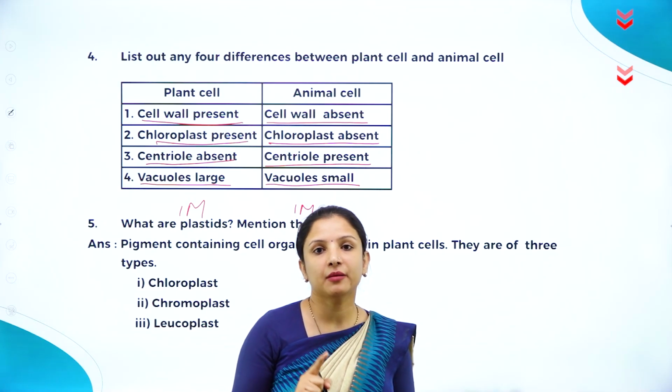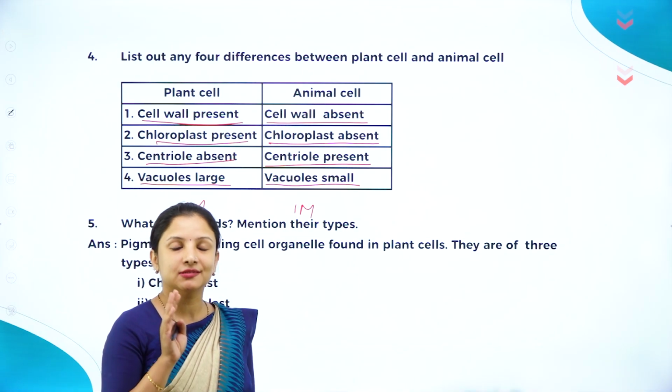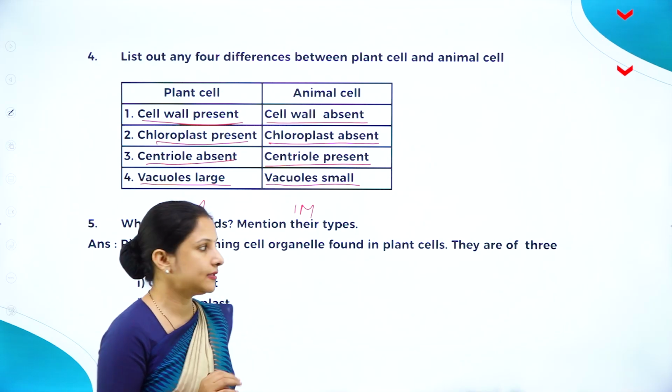You don't get to find plastids in animal cells. Plastids are the cell organelles present only in the plant cell.